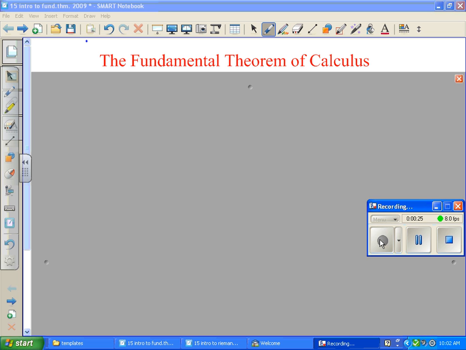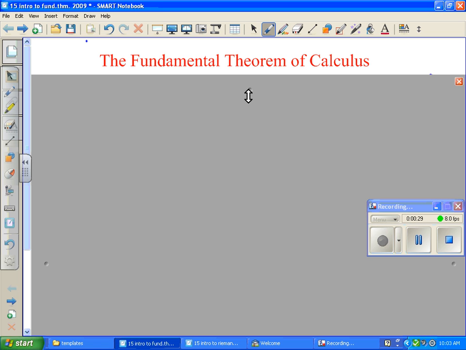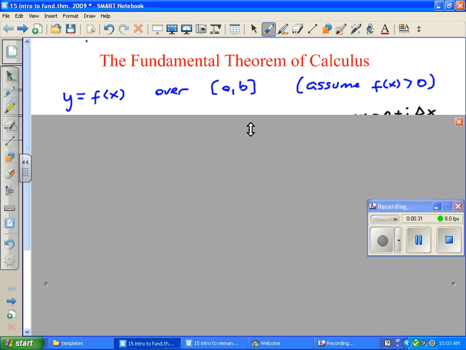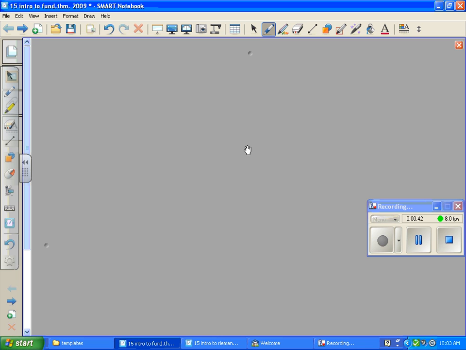Now, it's going to take us a few steps to get to the theorem, so please bear with me. I'm going to first start by reviewing what we know so far. So let's say that we have a function f of x over the interval from a to b. And let's assume our function is positive, meaning that it's above the x-axis. So we've already looked at how we find the exact area under that curve.